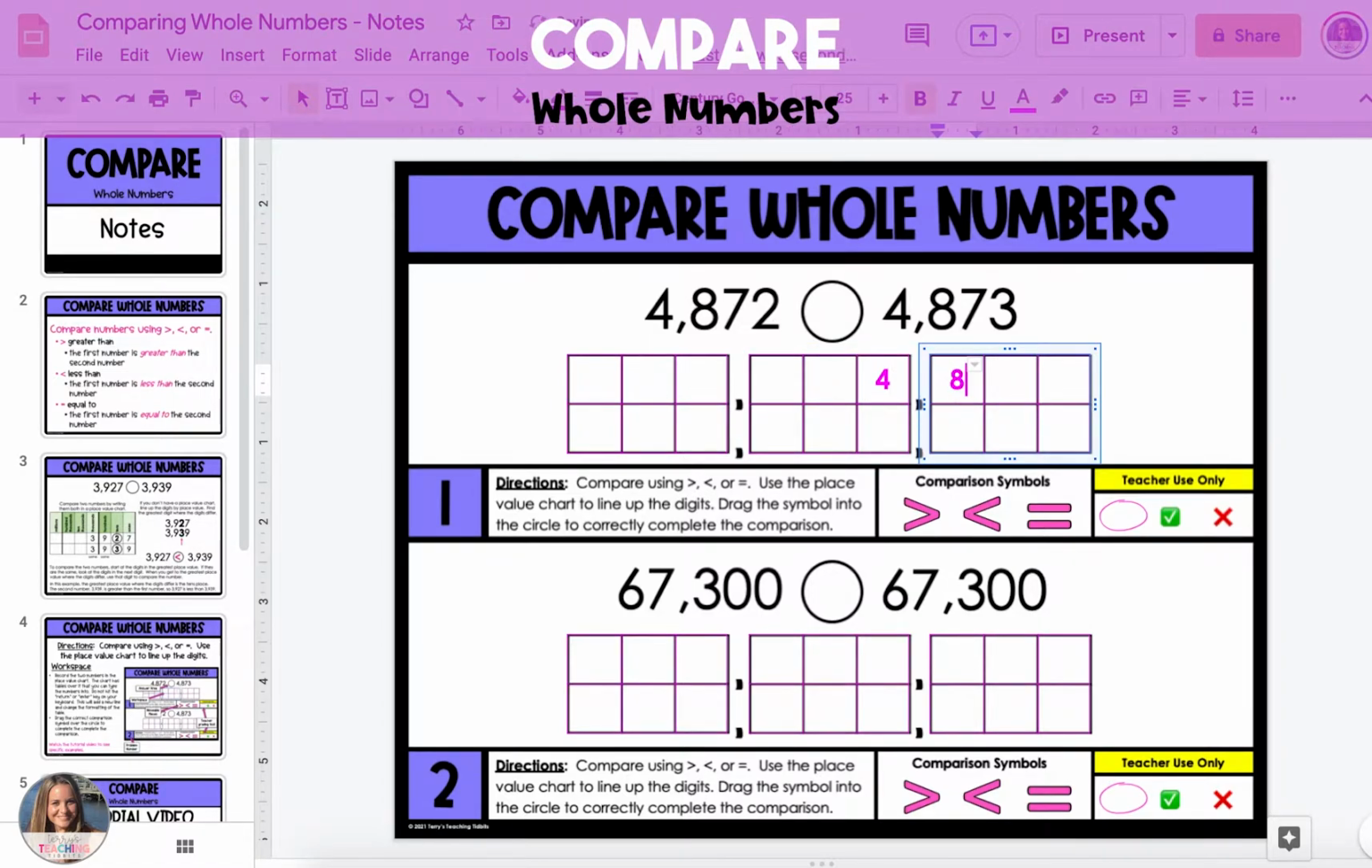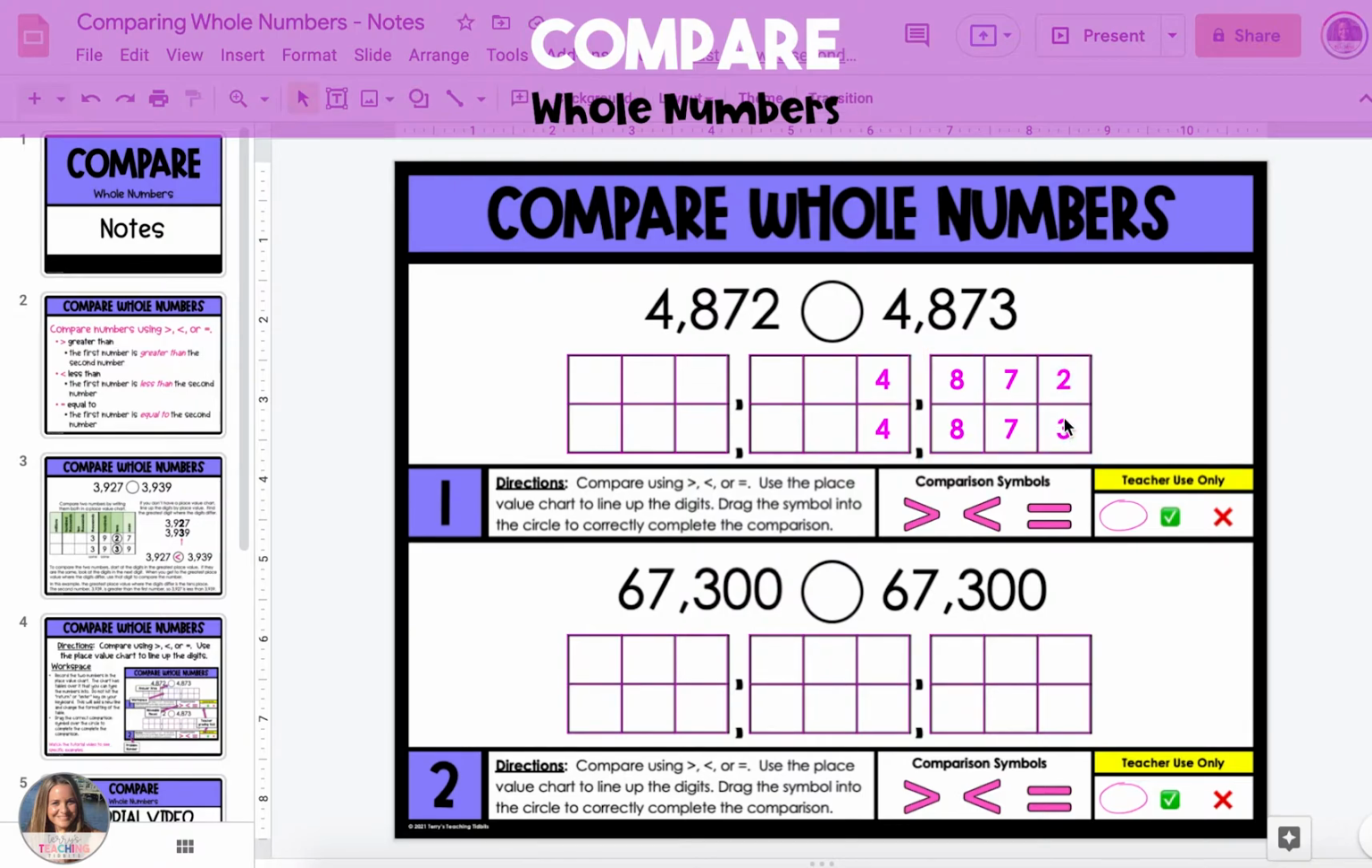Start by writing each number into the place value chart, lining them up by place value. Start with the greatest place value digit and compare the digits until you find the greatest place value where the digits are different. In this example, the ones place is the greatest place value where they're different, so we're going to compare the two digits in the ones place.